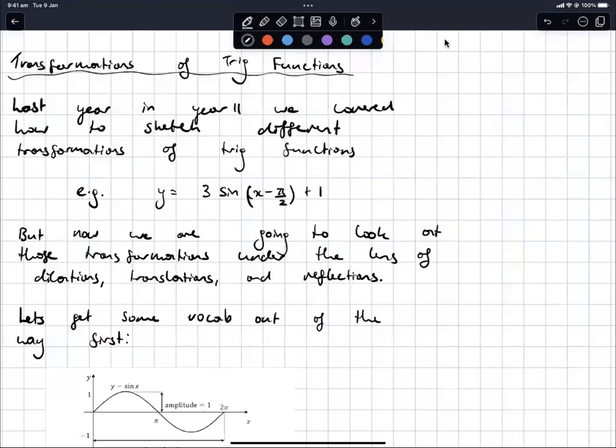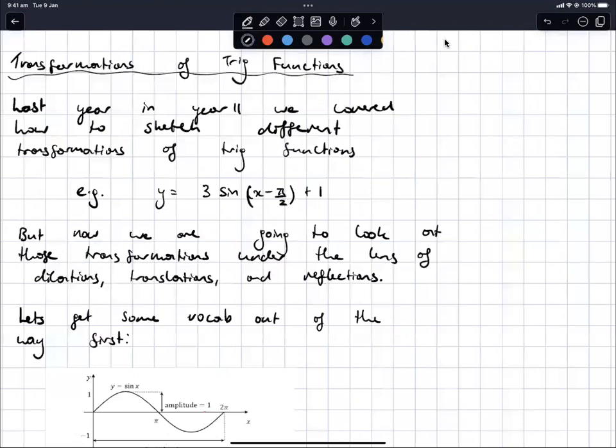Hello and welcome. Today we're going to be talking about transformations of trig functions. Now, before you get into this video, you need to make sure that you have transformations of just general functions underneath your belt from the Year 11 course first. Because what we're going to do is relate this to a specific type of function.